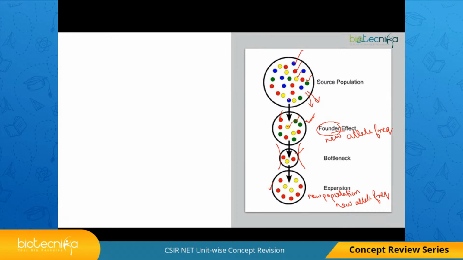Now, in this picture, they have shown all the things together in one: the founder effect and the bottleneck effect. It's not necessary that the founder effect and bottleneck effect happen in the same population.